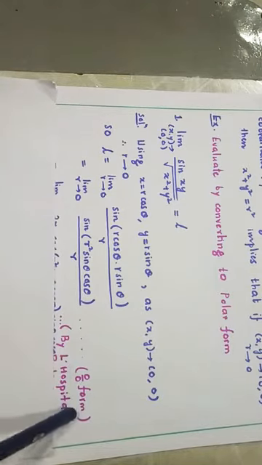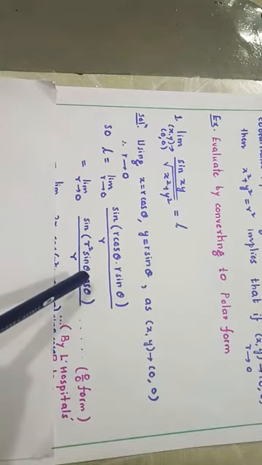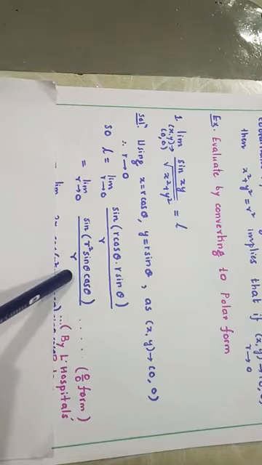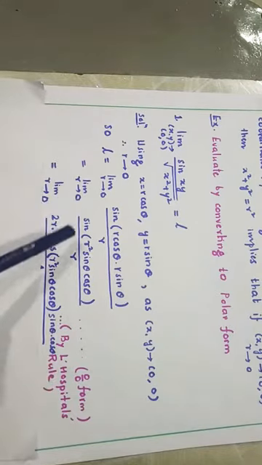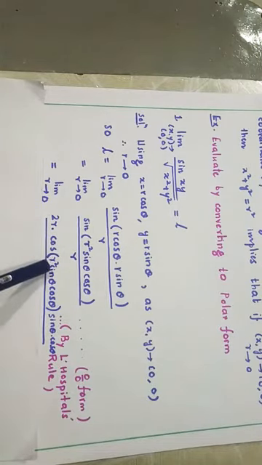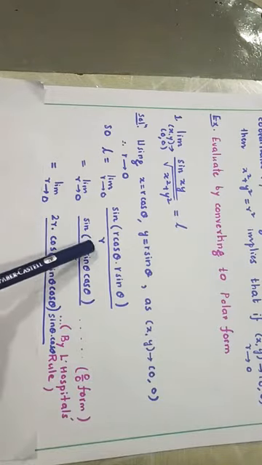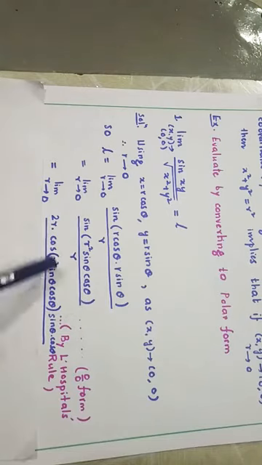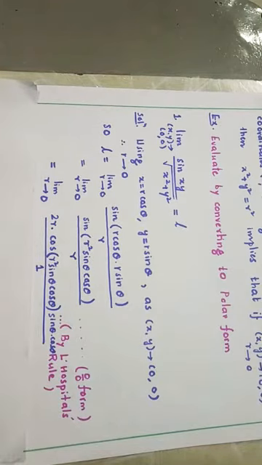By L'Hopital's rule, we can find this limit by taking the derivative of the numerator and the derivative of the denominator separately with respect to r, because r is tending to 0. Taking the derivative with respect to r, the derivative of sine is cos, so it is cos of r square sine theta cos theta into, using the chain rule, the derivative of r square sine theta cos theta, which is 2r sine theta cos theta, divided by the derivative of r, which is 1.